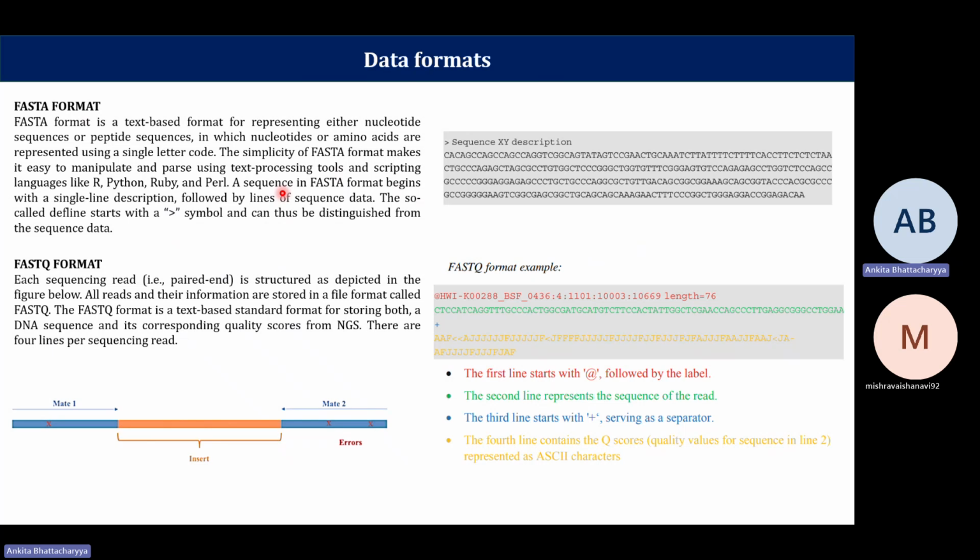And the FASTQ format is also a text-based format where it stores the DNA sequence. And it also has a few other parameters. For example, the first line is sort of an identifier for your sequence, followed by the second line, which gives you the actual sequence of your read, the arrangement of ATGC bases in your sequence, followed by a separator, which is a plus sign in this case. And finally, the Q scores, which are the quality scores for how well your sequencing reaction has actually proceeded.